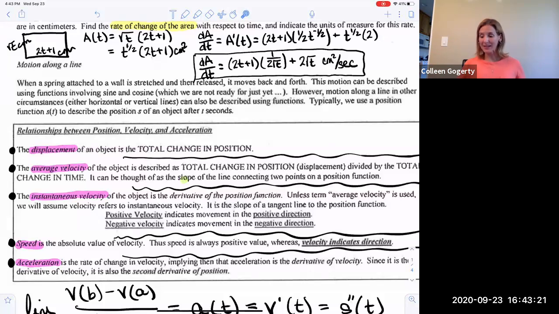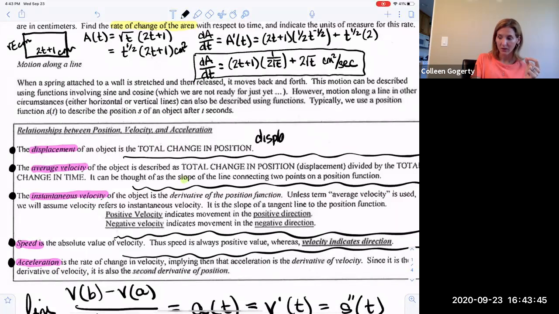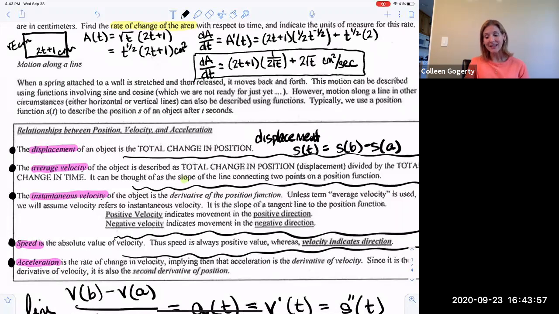Displacement is really talking about how much something has moved, but it is not distance. There's a very important distinction that I'm going to make right now. When we're talking about displacement, we're talking about how far something has moved, but given a direction. So this is very, very different. Displacement, or s of t, is going to be s of b minus s of a. The final spot that we're trying to evaluate minus the initial value, the initial placement.